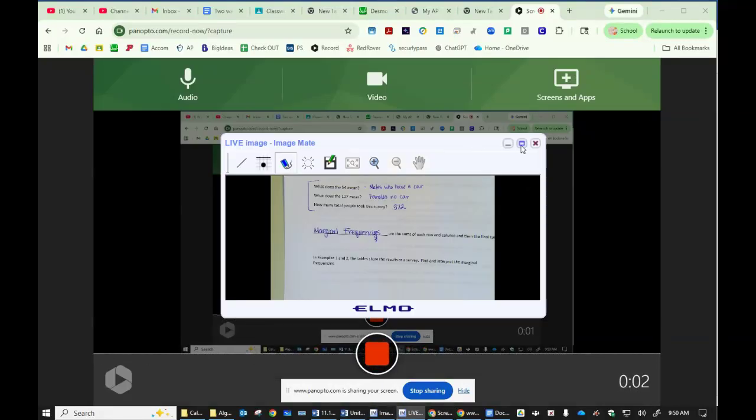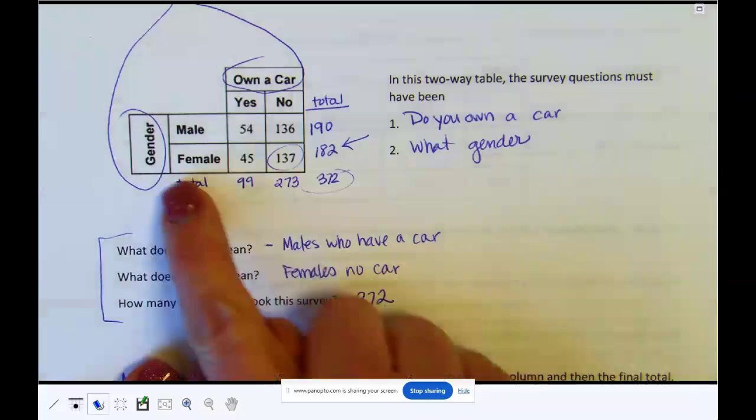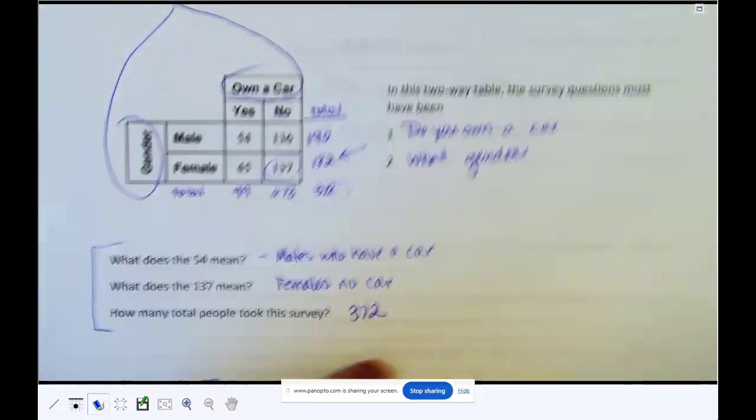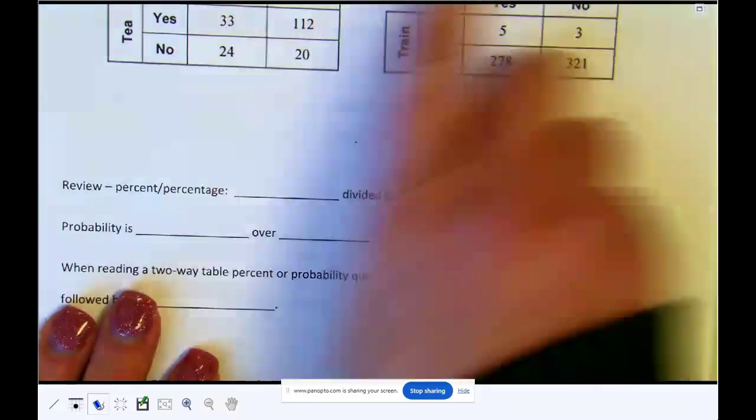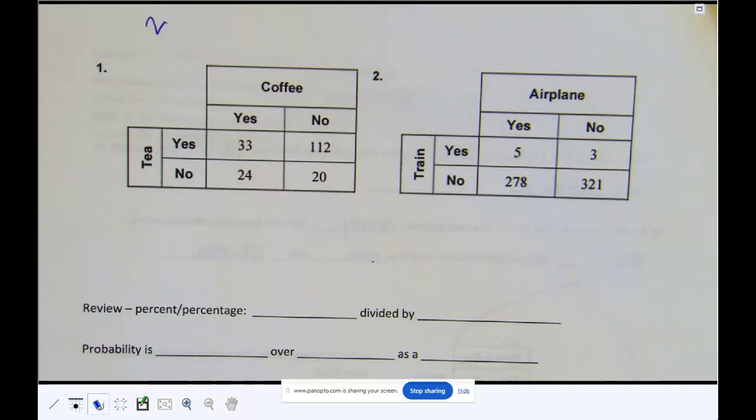Okay, this was your paper from yesterday. It says 11-4 notes, two-way table. We're writing marginal frequencies, and marginal frequencies are those totals around the outside. So we were doing that for number 1 and number 2, please. Okay, should be mostly done.